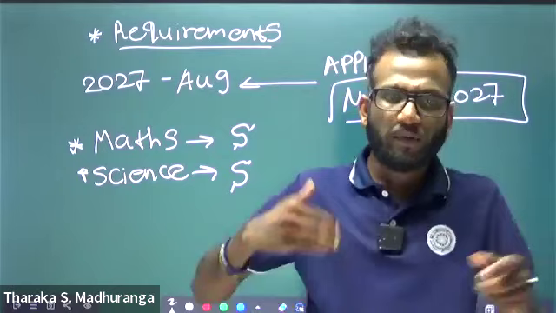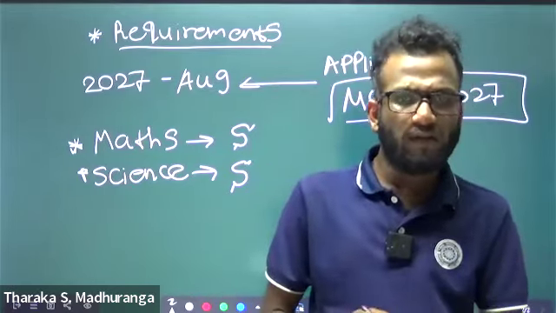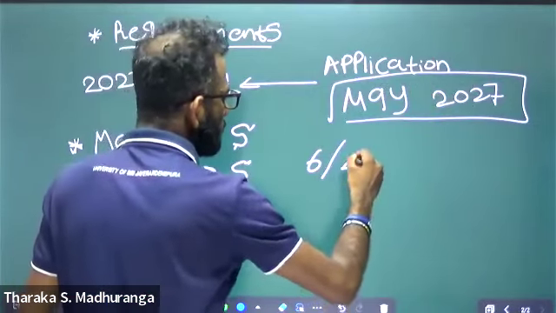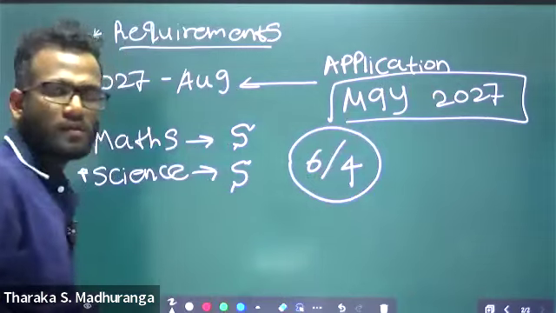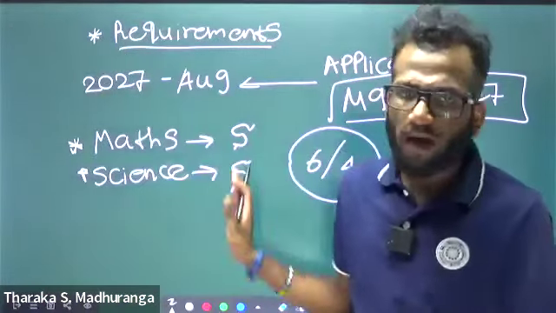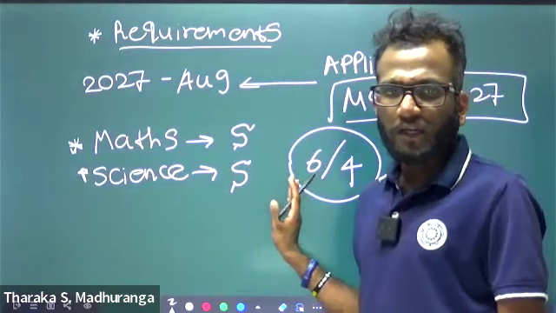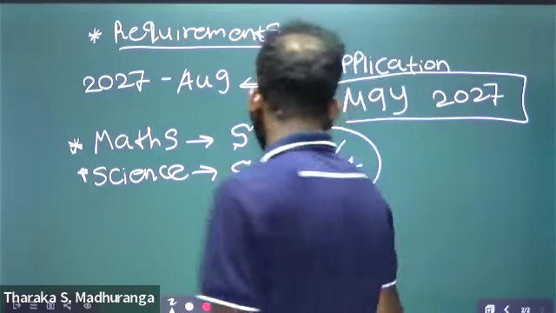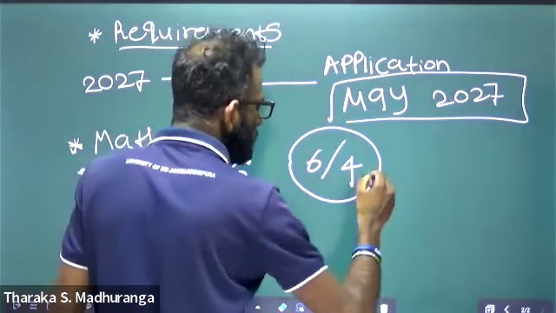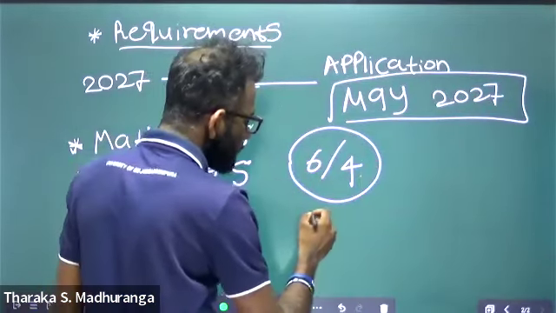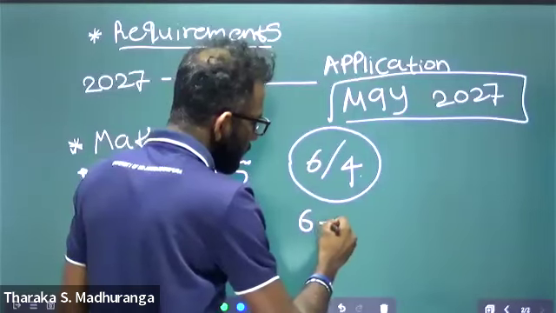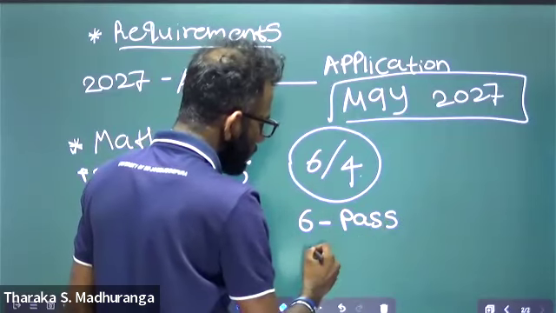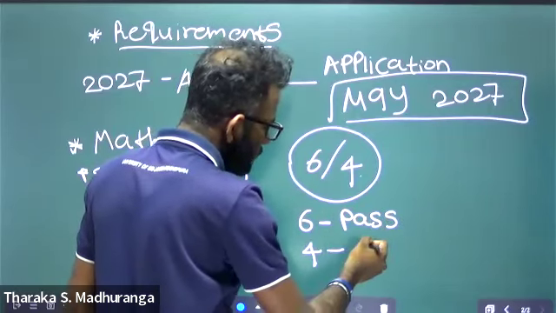Other than that, there is no requirement. Normally you need to pass the O level. Passing the O level means 6 passes and 4 C passes. That's the meaning of a general pass. So 6 subject passes and 4 C passes. That's the minimum result you need.